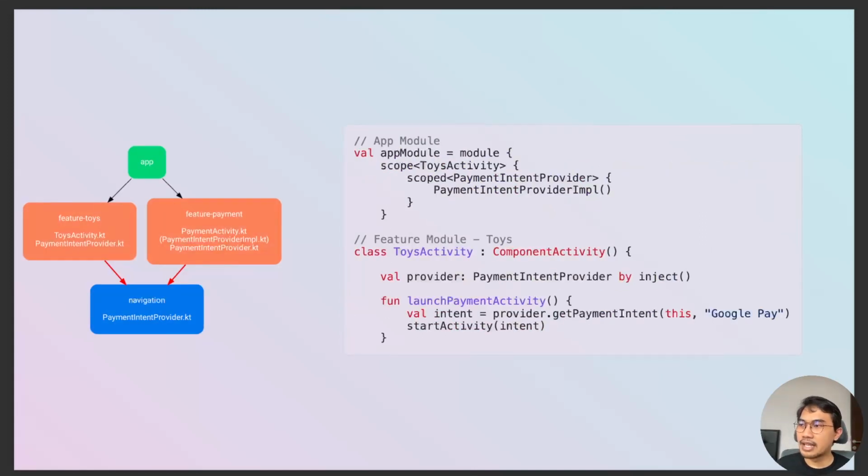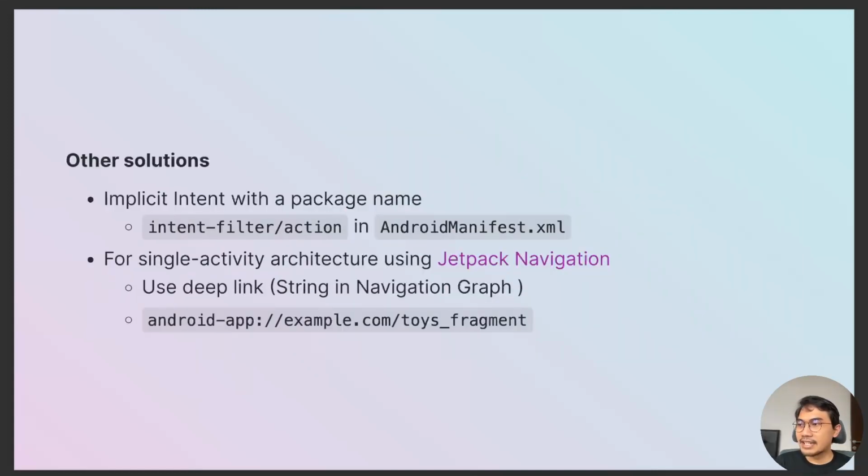One more thing. How can the toys module get an instance of the PaymentIntentProvider? We can use dependency injection for this. Remember that the app module has access to all modules? Well, we can define the definition of PaymentIntentProvider in the app module. Now the toys activity can receive an instance of PaymentIntentProvider. That's it.